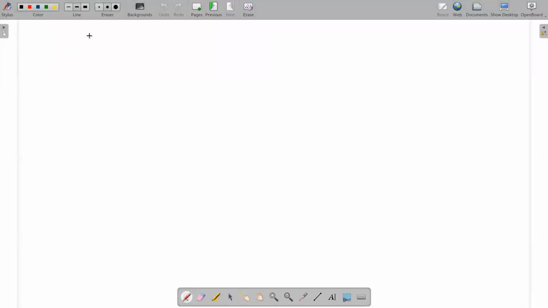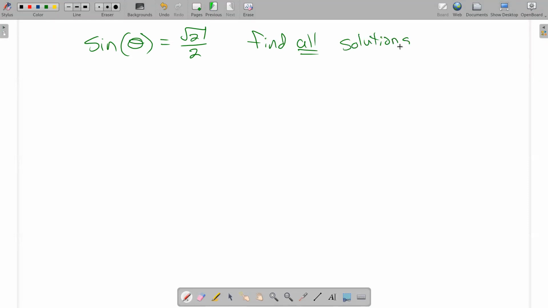So we've got to deal with the sine of theta equals square root of 2 over 2, and we want to find all solutions. So a couple ways to do this. One way is we can just say, well, according to inverse functions, theta is going to be equal to the sine inverse of square root of 2 over 2.